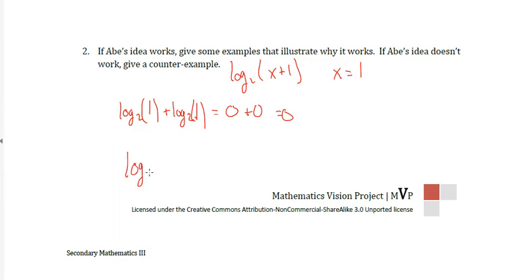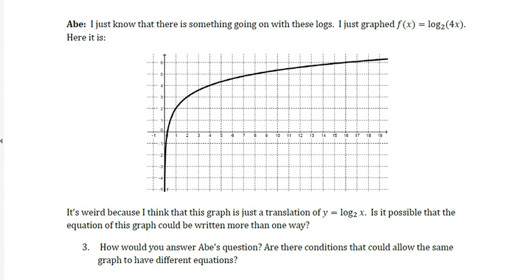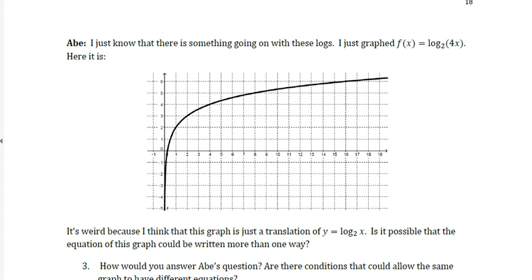Okay, let's see what this actually is. Log base 2 of 1 plus 1 equals log base 2 of 2 equals 1. Uh-oh. These numbers don't match up, which means this does not work as Abe wants it to. So let's see what actually works. I just know there's something going on with these logs.